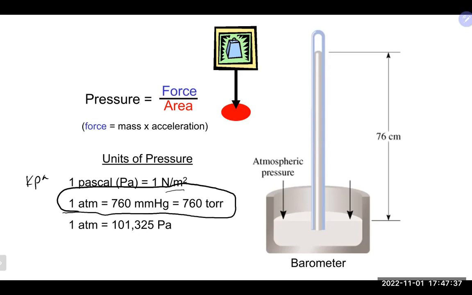mmHg is millimeters of mercury, and that equals 760 torr. The relationship between an atmosphere and a Pascal is 1 atmosphere is 101,000 or so pascals. There are other units that we sometimes see, PSI, which is pounds per square inch. We also see a bar, which is another unit of pressure that is commonly used. A bar and an atmosphere are pretty close to almost a 1-to-1 relationship. It's like 1.01 to 1.